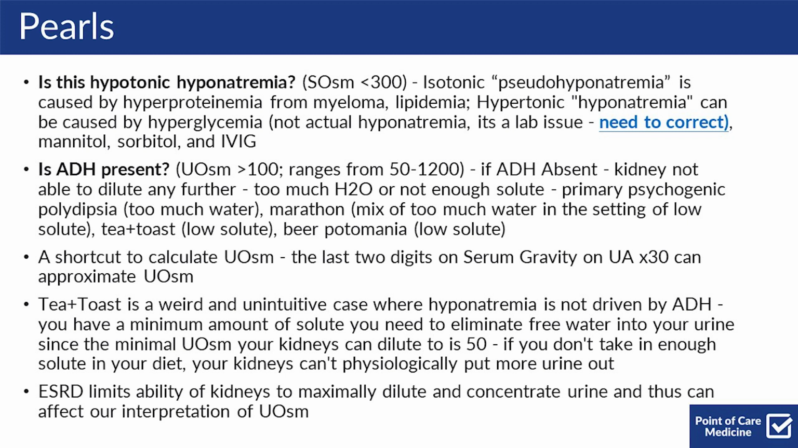A shortcut to calculate the urine osms is to take the last 2 digits of your specific gravity on your urinalysis and multiply it by 30, and again that will approximate your urine osms in a setting where you're not able to send off urine.